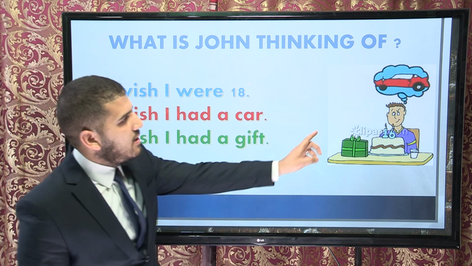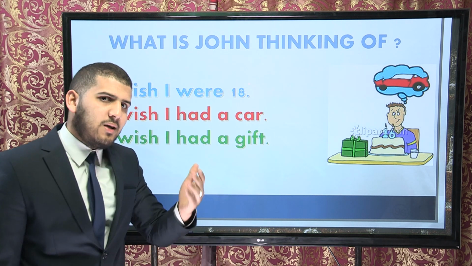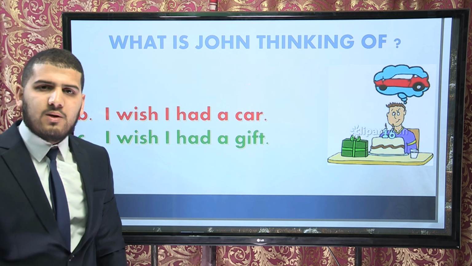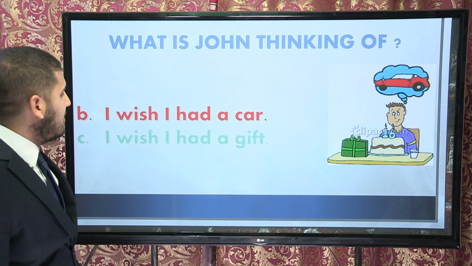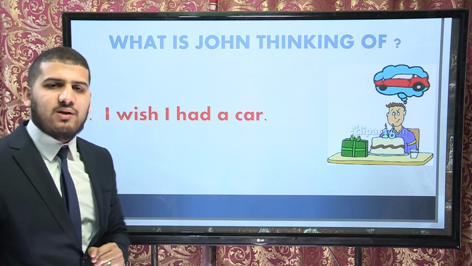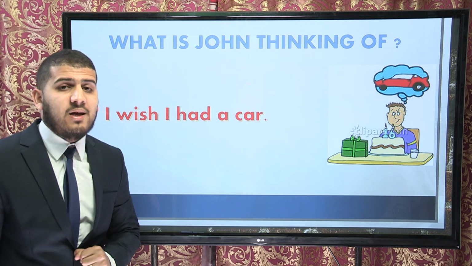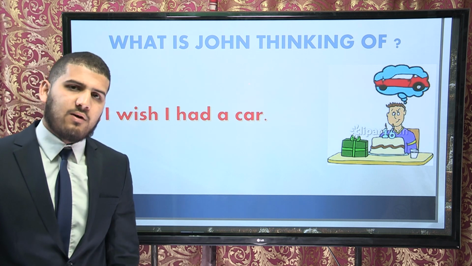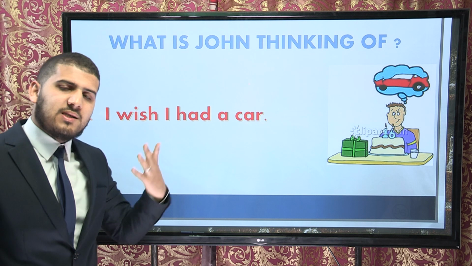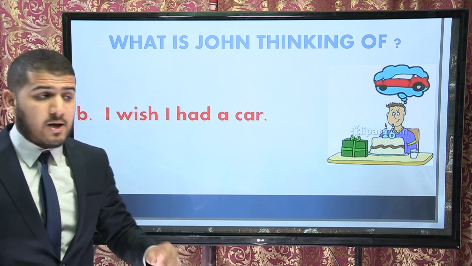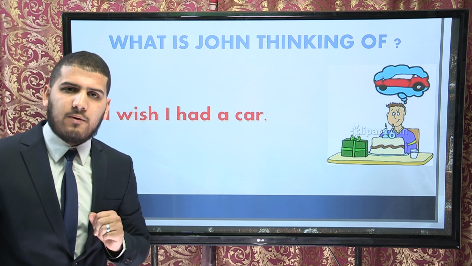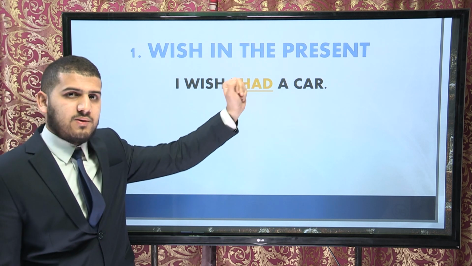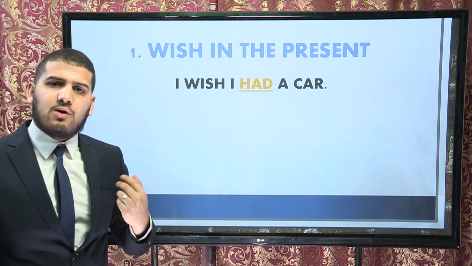John is thinking of something and he is wishing something now in the present. What is it? John is thinking of a car. So he would say, I wish I had a car. Does John have a car? No, he doesn't have a car. So he is wishing something in the present. So this is expressing wish in the present. I wish I had a car.